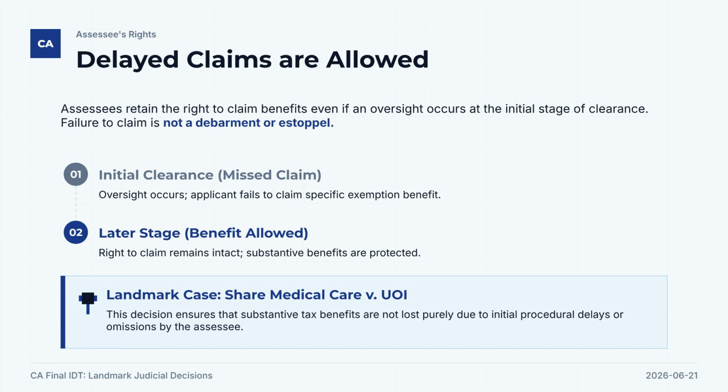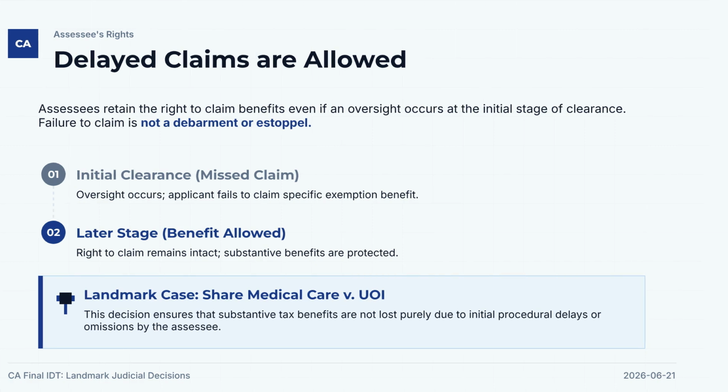An assessee does not permanently lose an exemption merely because it was not claimed at the earliest opportunity. In the Share Medical Care case, the Supreme Court held that failure to claim an exemption initially does not create a bar against claiming it later. The assessee is neither debarred nor estopped from seeking the benefit subsequently. This principle protects substantive rights over procedural lapses. Therefore, if the facts ultimately establish eligibility, the exemption can still be claimed even after the initial stage. This judgment is particularly useful in practical questions involving omissions or oversights during customs clearance.